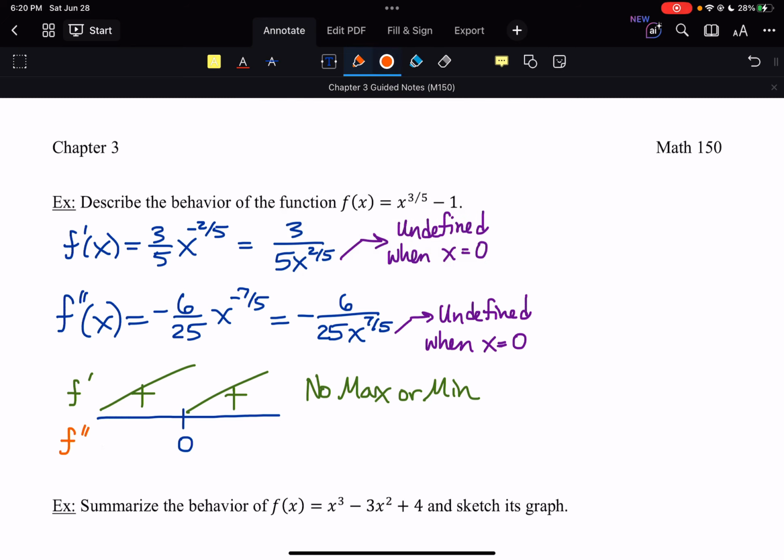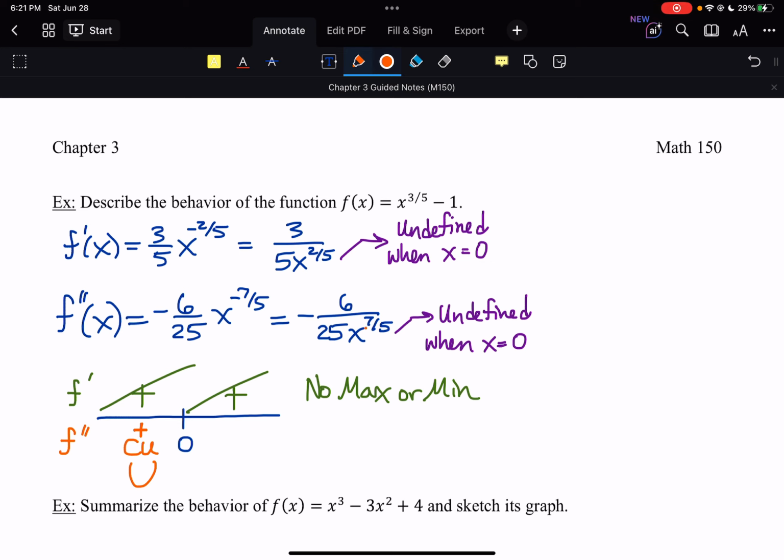For f double prime, if we take a value less than 0, so a negative, it gets raised to the 7th power, which will still be negative. And then we take the 5th root of that, which will still be negative. So this will be a negative times this negative right here. So that's going to be a negative, so that's concave down, like that. Oh, sorry, I said that backwards, didn't I? Yeah, negative times a negative is a positive. So that's concave up. There we go.